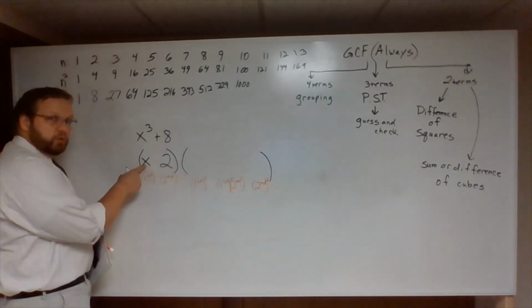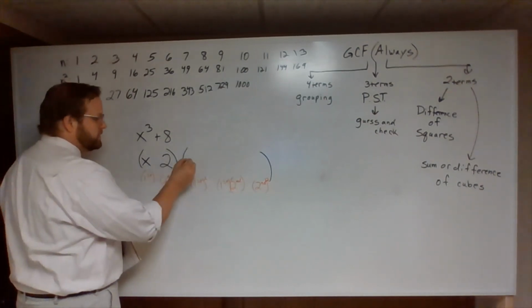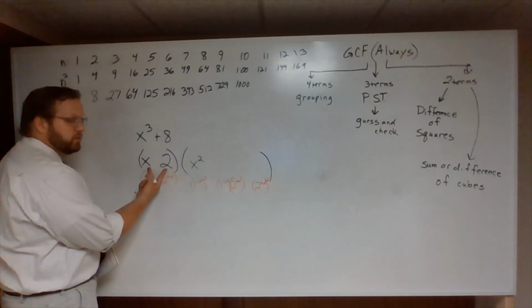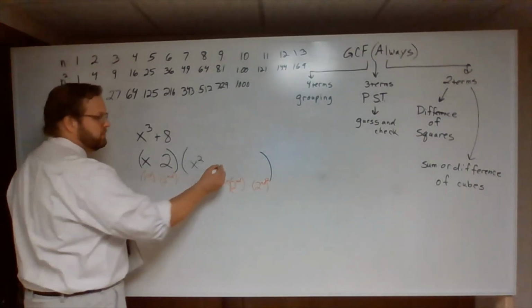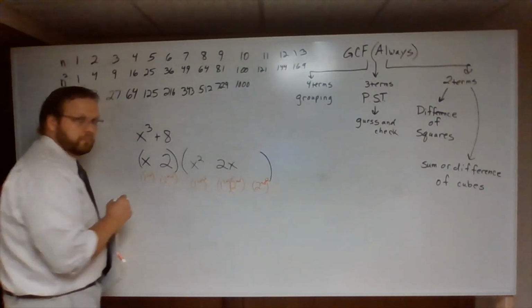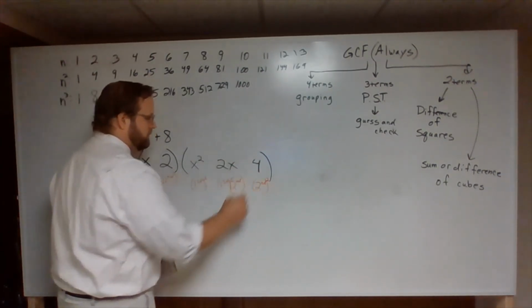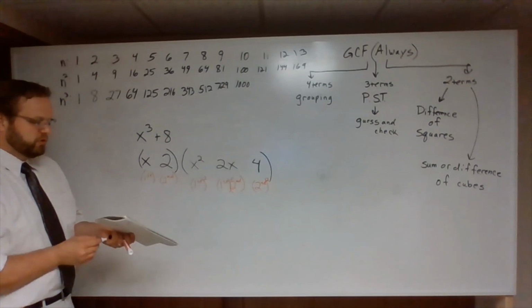Okay, now what does that look like in application? My first cube root was x. Square it. These 2 multiply. X times 2 is 2x. And then I take this and I square it. That's how you build your trinomial.